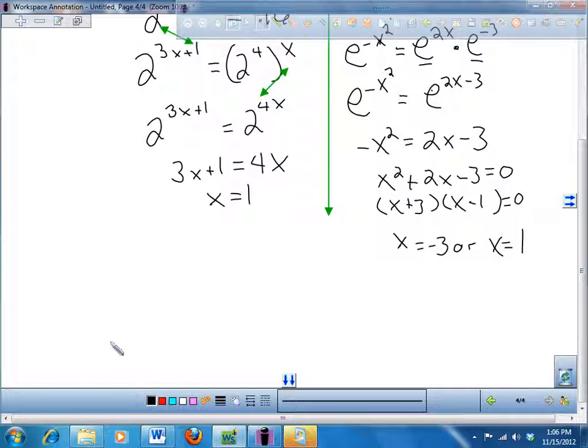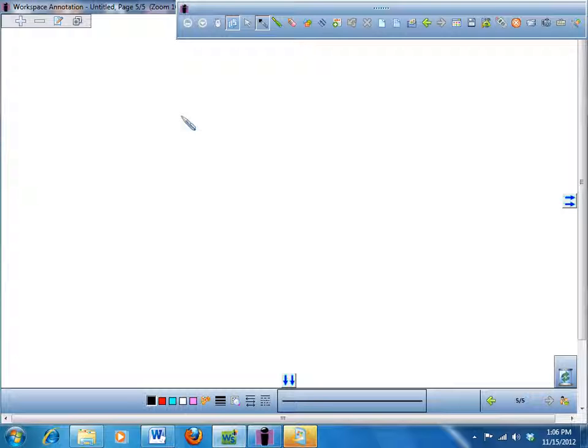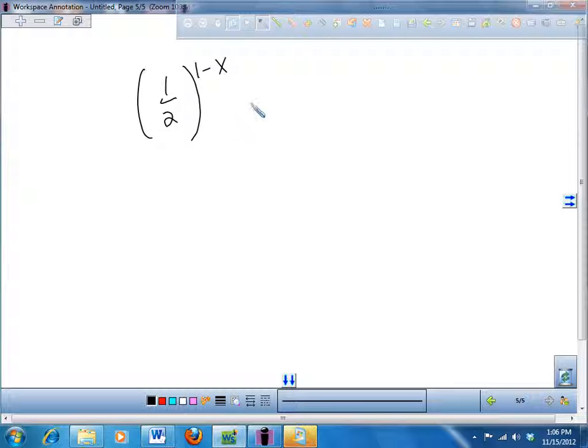What if I see, I'm going to give you 2 more examples. I still have time. So if you see something like this, 1/2 to the 1 minus x, equals 4. You say, I don't know how to do that. Does anyone have any ideas? How could I write 1/2 as a power of 2? 2 to the negative 1. That's right. 2 to the negative 1 raised to the 1 minus x. How could I write 4 as 2 squared?